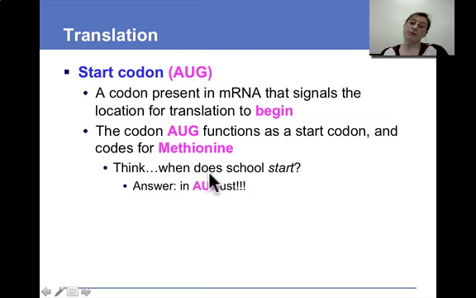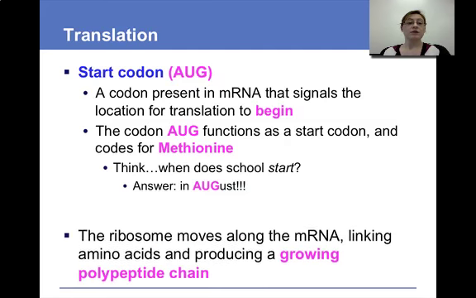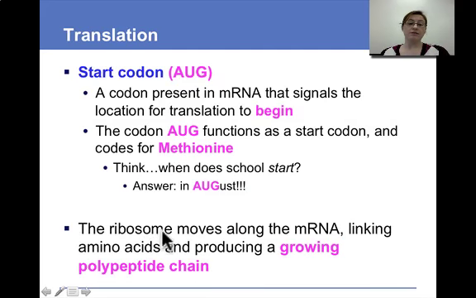And the way that I remember that this is the start codon, when does school start? It starts in August. So AUG is the code that is going to tell us when translation starts. It codes for a single amino acid that's called methionine. So that means every protein your body builds, the first amino acid in it is methionine. So once we start, everything goes on, and then the ribosome just keeps moving down the mRNA, reads a codon, calls for that amino acid to be brought in, and the chain keeps growing, link by link by link.